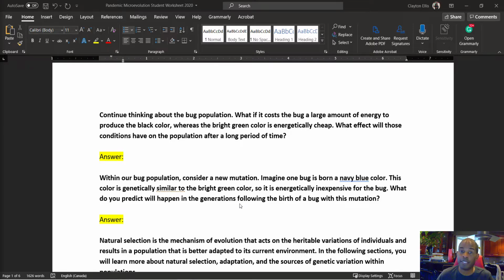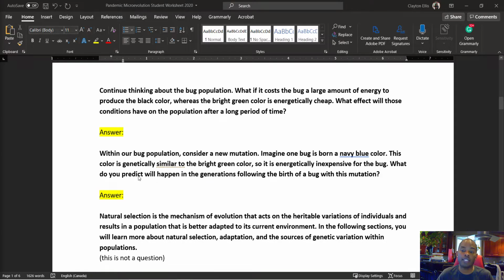So now you have 3 beetles. You got the black, which is dark. You have the light green, which is inexpensive. And you got the navy blue, which is inexpensive, but also dark in the dark cave. So you're answering those 3 questions.